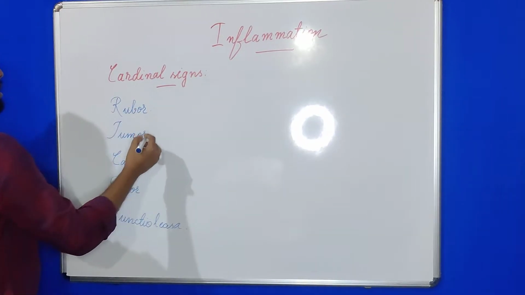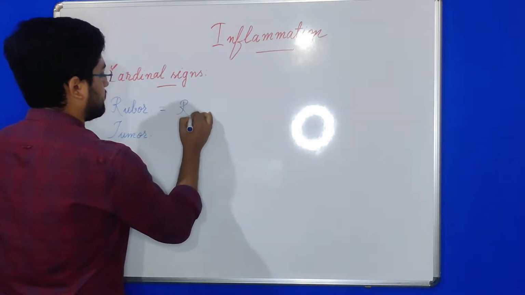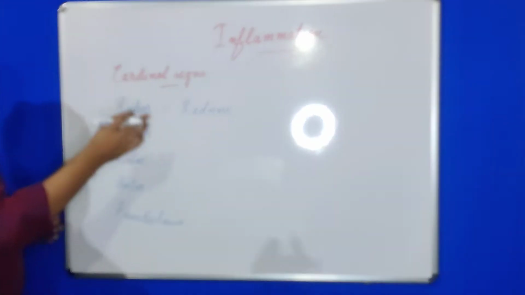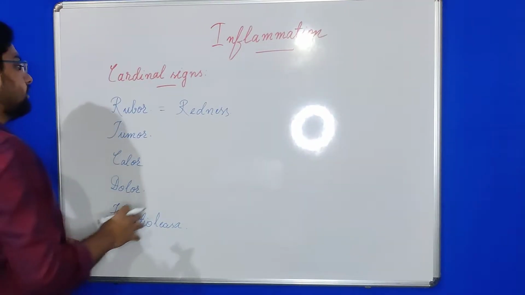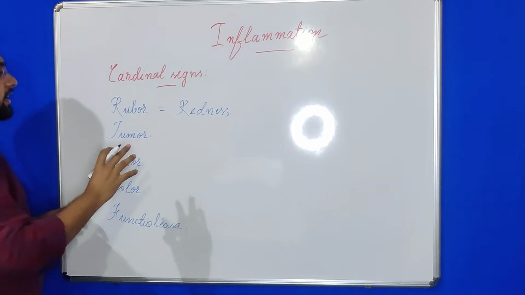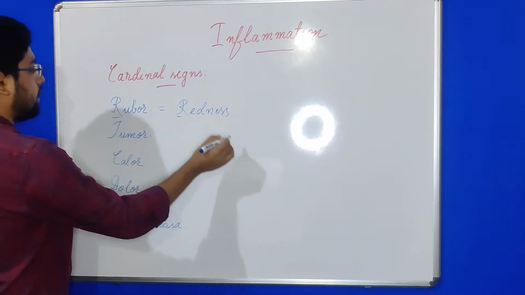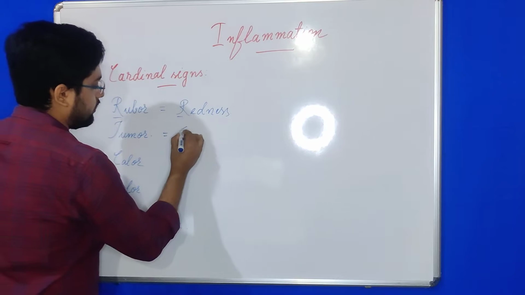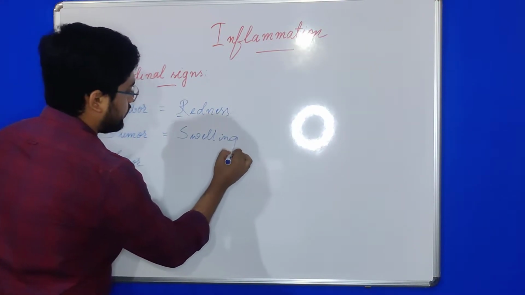So what does rubor mean? Rubor means redness, because the blood flow will be increased in that area. The area will be reddish. So you can remember it like R for R, redness. We all know what tumor means. Tumor or swelling. The area will be swollen.